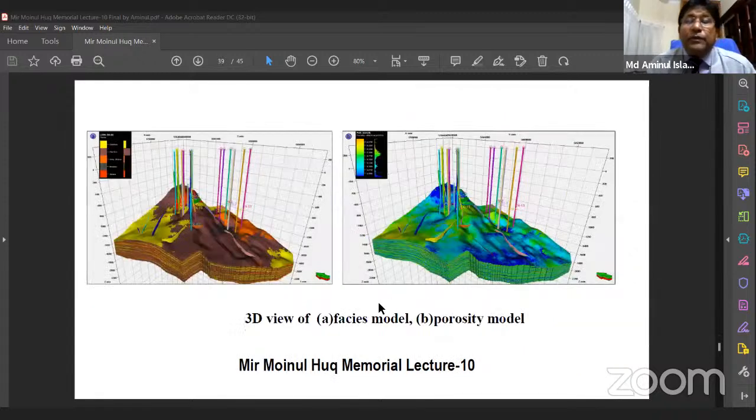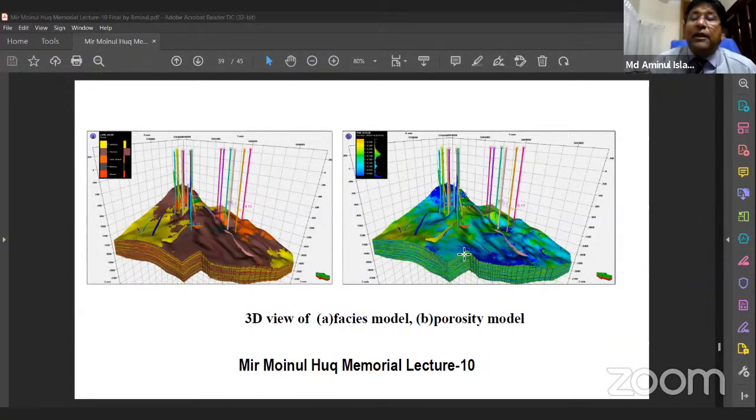Now we can have a 3D view of a facies model. And this is a top view. So you can have a cross section in any direction. You can make a fence diagram. Also porosity you can see here. So where is the high porous area? You can easily find out, and you can see the drilling locations already drilled. So where are the other drilling locations? You can find out. By looking at facies, sand is our target.